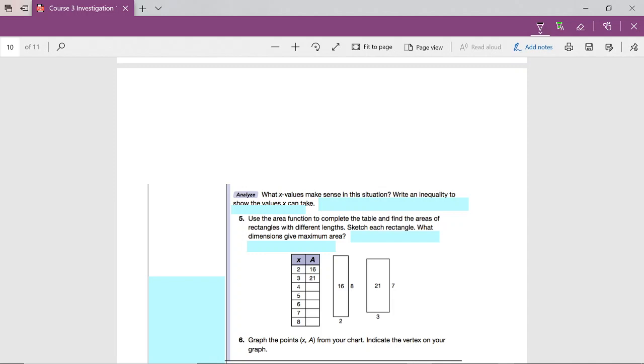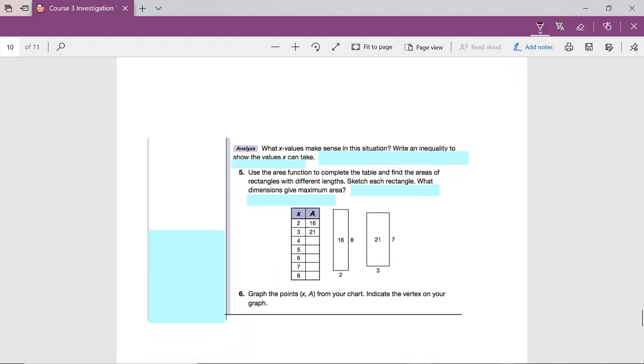So write an inequality to show the values x can take, and then use the area function to complete the table, and find the areas of the rectangles with different lengths. So you can see a couple of these done already. If we had a rectangle that's 2 by 8, 2 by 8 would give us a perimeter of 20, and that gives me an area of 16. Okay, what if x was 3? Well, if x was 3, that would make the other side 7, and we would get an area of 21. So that's good, we're getting higher.